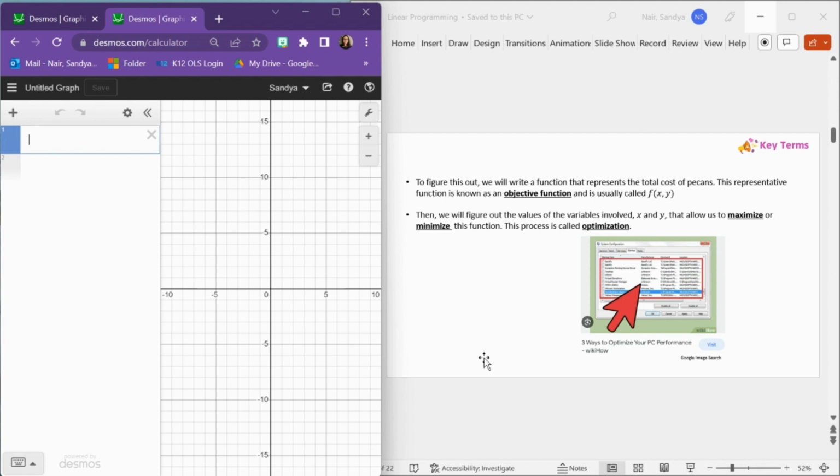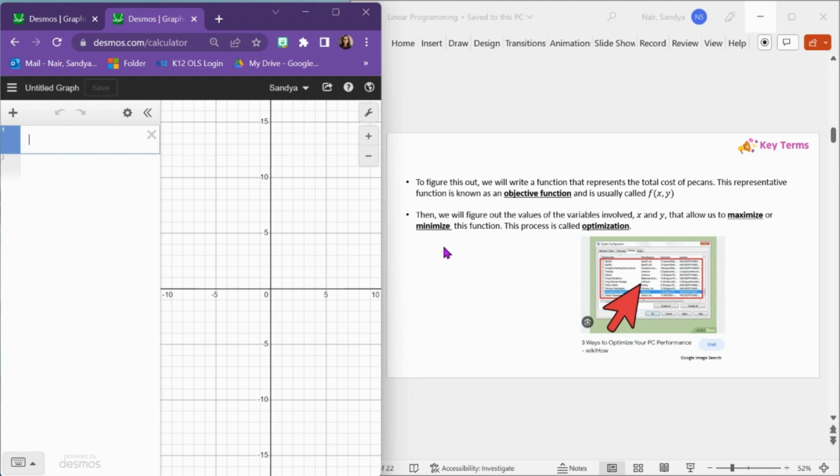To explain this, I'm going to have to go through some vocabulary and definitions before we actually get to the problem, so just bear with me for a minute. We're going to start off by writing a function that represents the total cost of pecans. This representative function is called an objective function, and we usually call it f(x, y), because we have two inputs, variables x and y, that are going into this function. We'll use that to determine whatever value the problem is asking for. Then we're going to figure out what value of x and what value of y is going to maximize or minimize this function. This process is called optimization.